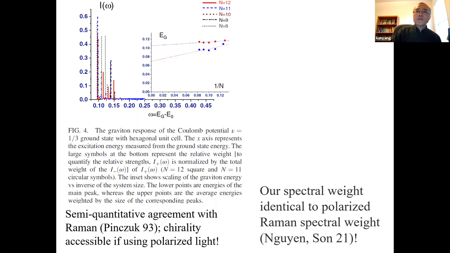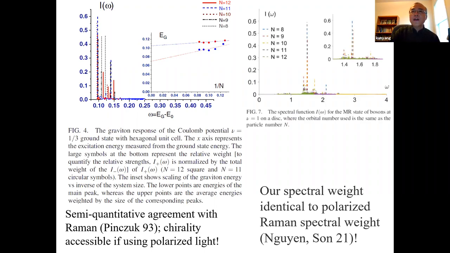So we have talked to Aron and strongly encouraged him to redo his Raman experiments, but now using polarized light to directly reveal this minus two graviton for the Laughlin state at one third. Going to two thirds, they should see the opposite chirality. But of course, the one third state is not the most exciting state anymore. The most exciting state is actually five halves.